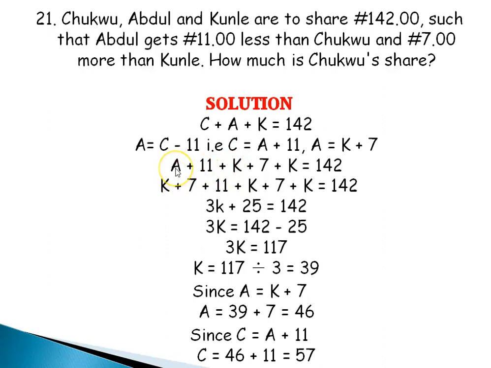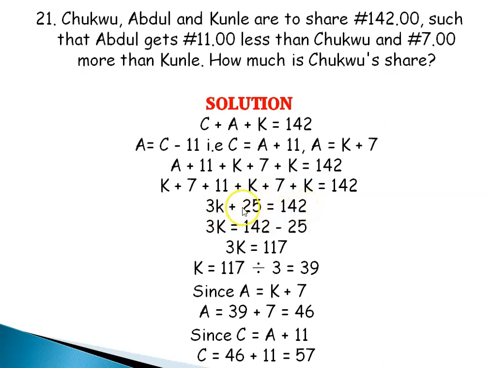Alright, so now instead of A, I'm going to put K plus 7. Remember I said A is K plus 7, so I'll put K plus 7 plus 11 plus K plus 7 plus K is equals to 142. Then I'm going to collect like terms. How many K do I have? K plus K plus K. That's 3K. Then I have 7 plus 11 plus 7. That's 25. So 3K plus 25 is equals to 142.